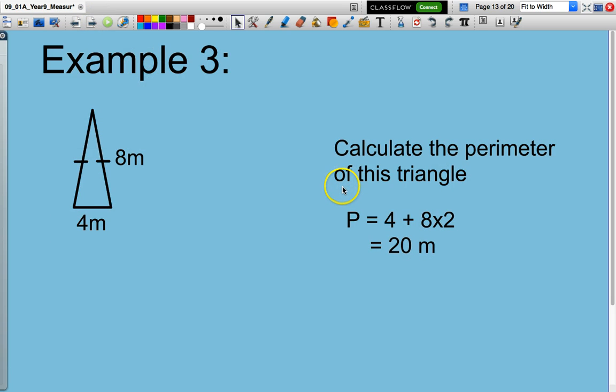Well, let's look at this triangle. Well, I have length of 4 for the base. This side here is 8, and this side here will also be 8, because this little sign here just indicates that this side is the same as that side there. So 4 plus 8 multiplied by 2, 20 meters.